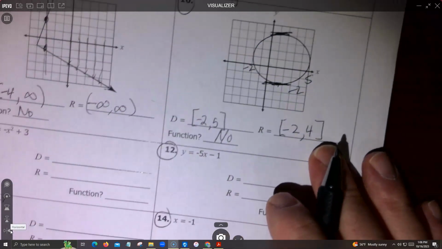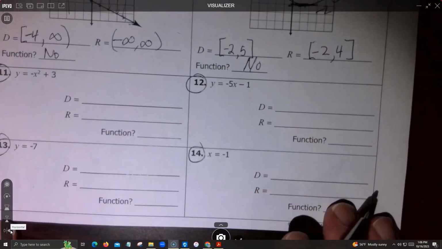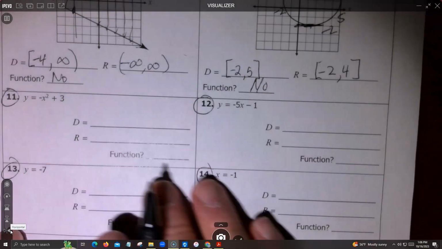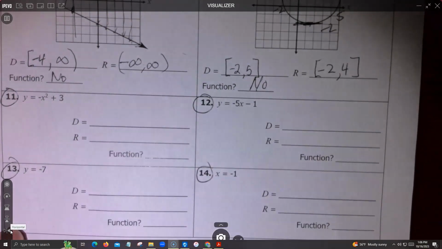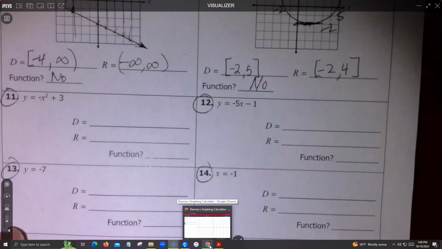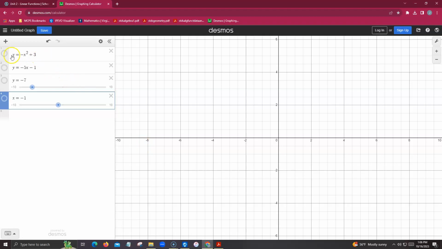All right. So we're going to do these next 4. These next 4 have to do with looking at a graph. So I'm going to get us to look at Desmos. I've taken each one of these one at a time, and I'm going to show it to you on the graph. Hopefully you're seeing this. Here's the first graph, y equals negative x squared plus 3, number 11.